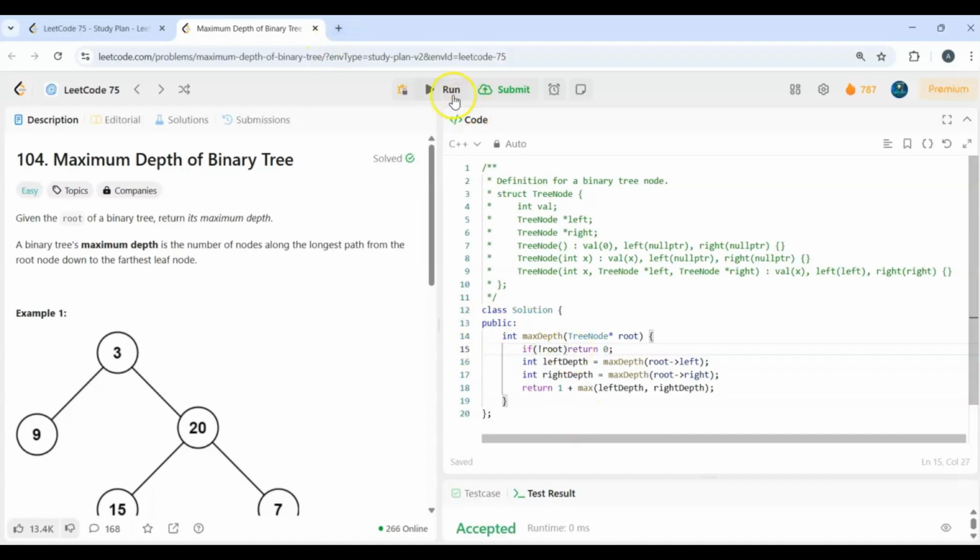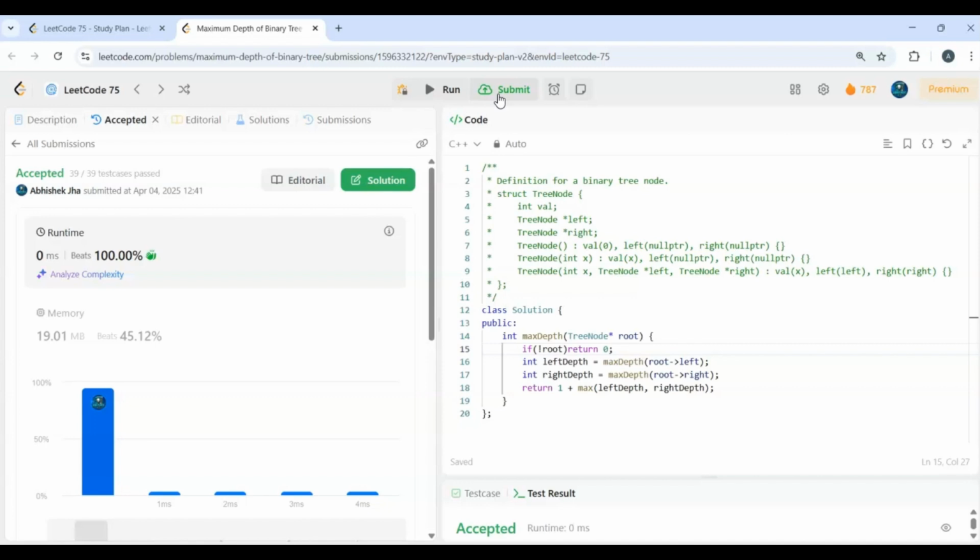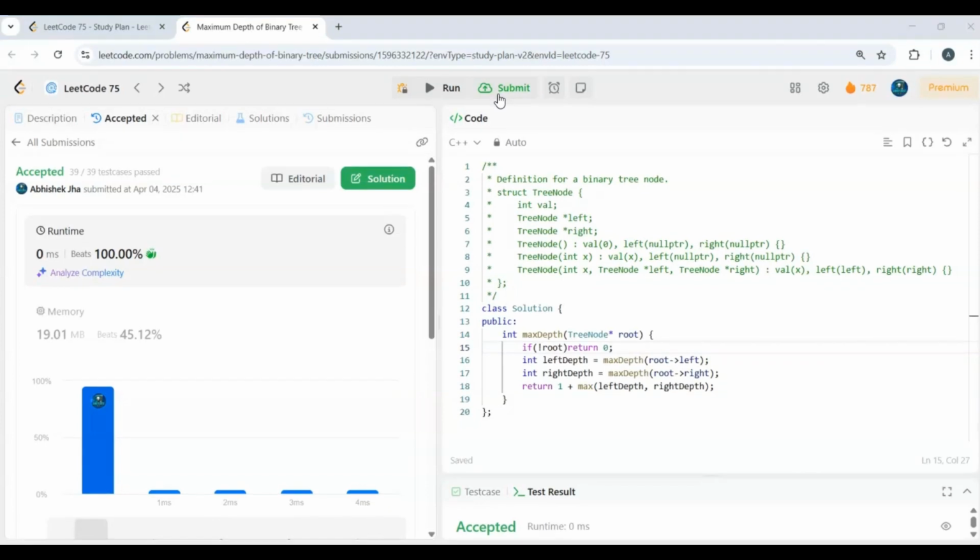So let's quickly run this code. It's working, so let's submit. As you can see, this gives us a successful submission. So the time complexity of this approach would be O of n, as we are visiting each node once, and space complexity would be O of height of tree, that is because of the recursive stack depth.